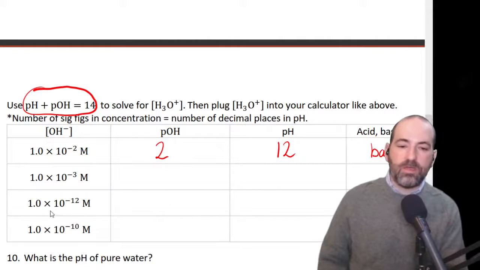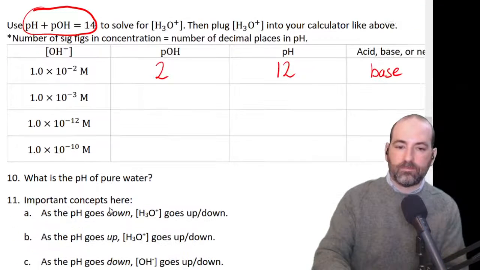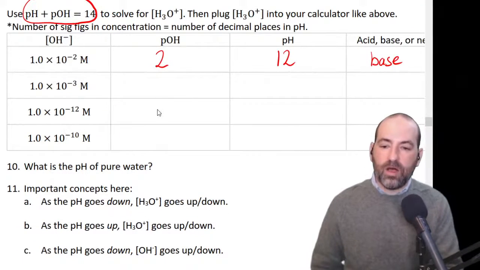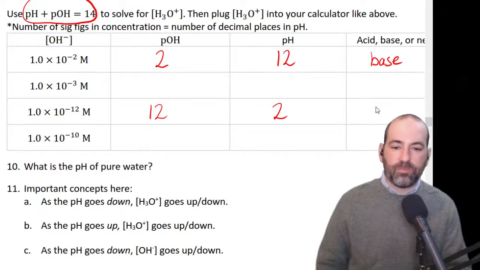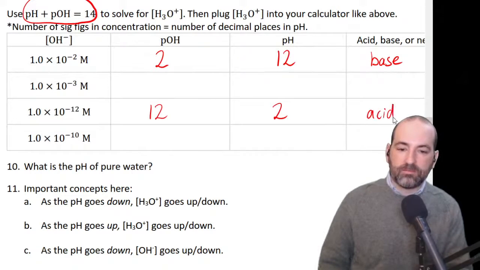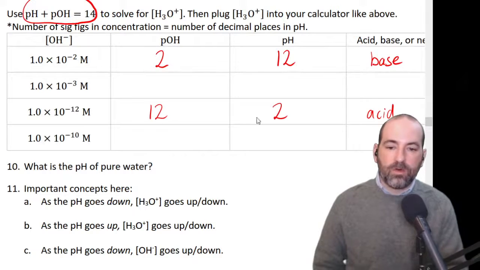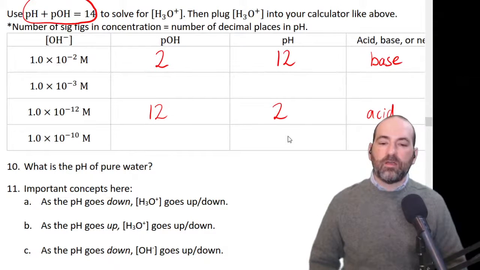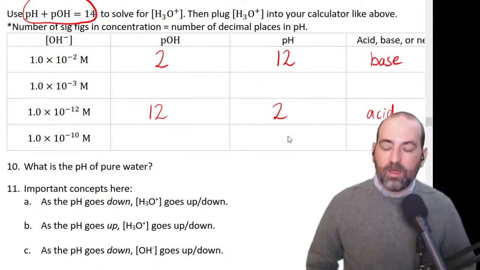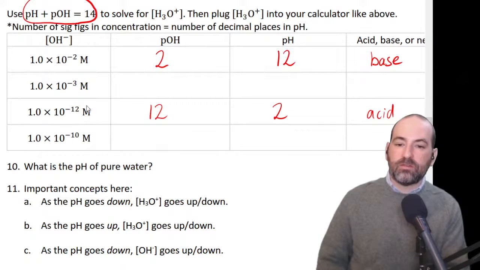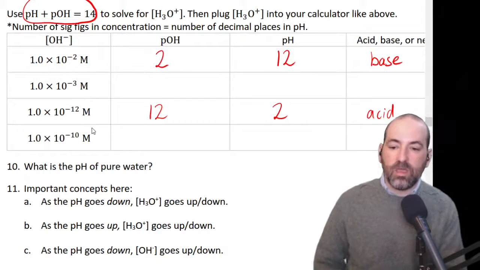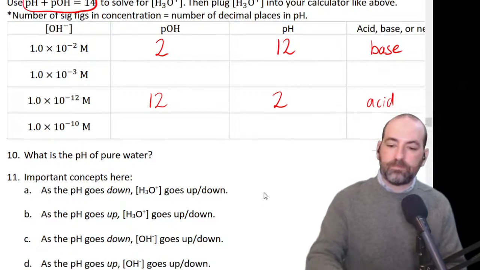Let's go down here. If the hydroxide concentration is 10 to the minus 12, the pOH is 12, and then the pH is 2, and that's acid. So the pOH and the pH have to add to 14. We can get the pH or the pOH from the corresponding hydronium or hydroxide concentrations, and we can go backwards as well.